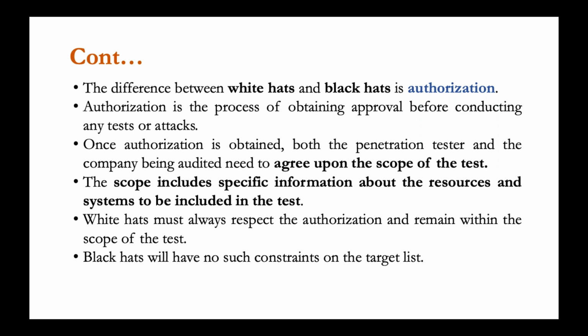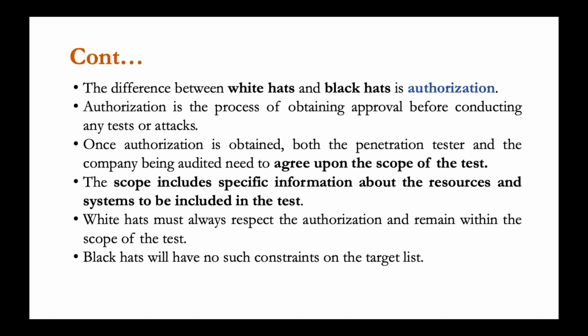The first and simplest way to differentiate between white hat and black hat is authorization, as said. Authorization is the process of obtaining approval before conducting any tests or attacks. Once authorization is obtained, both the penetration testers and the company being audited need to agree upon the scope of the test. The scope includes specific information about the resources and systems to be included in the test, and it explicitly defines the authorized targets for the penetration tester.